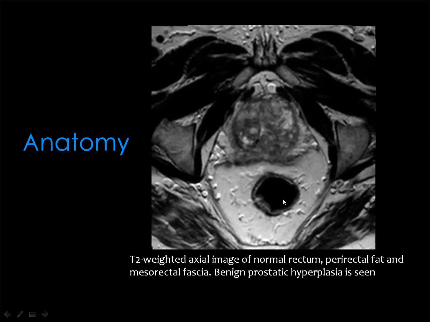And then once more, this is the normal appearance of the rectum. The high T2 signal represents the mucosa and submucosa.